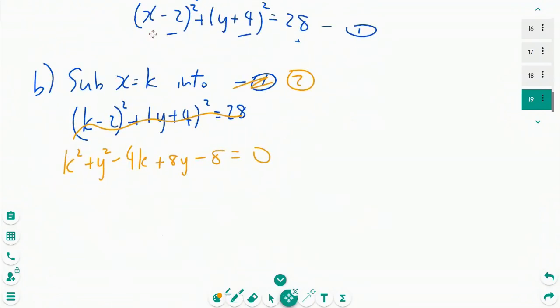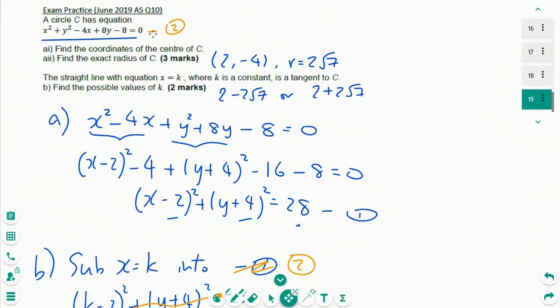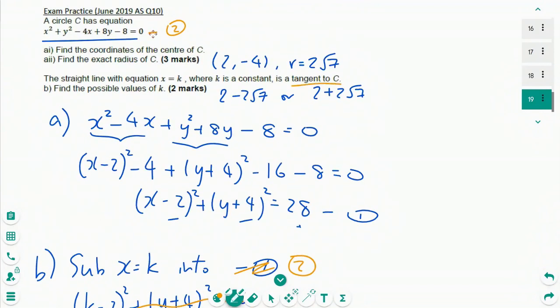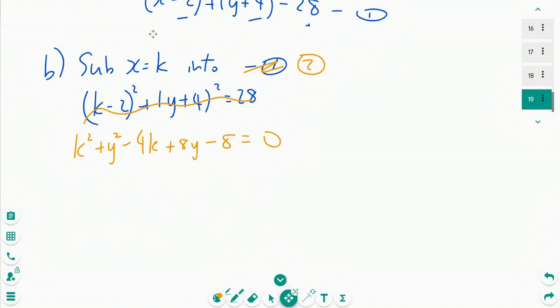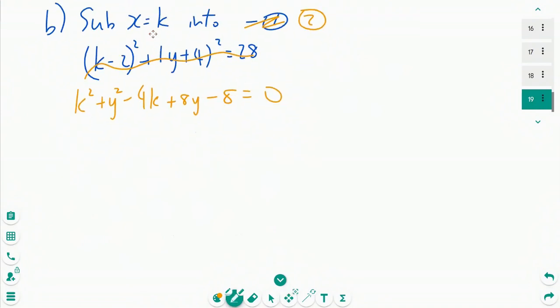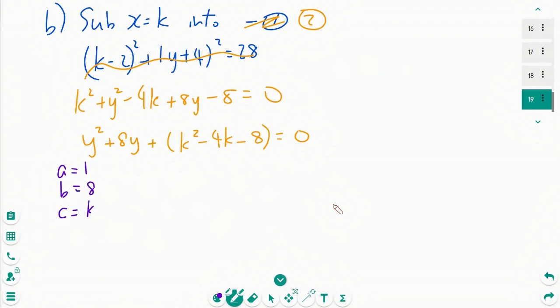Now, K is where the line is tangent. If you look at your notes, a straight line tangent to a circle means the discriminant equals 0. So that's exactly what we need to do here. We need to make Y the variable, and then we can work out the discriminant. If I rearrange it nicely, it'll be Y squared plus 8Y plus (K squared minus 4K minus 8) equals 0. So A equals 1, B equals 8, and C equals K squared minus 4K minus 8.